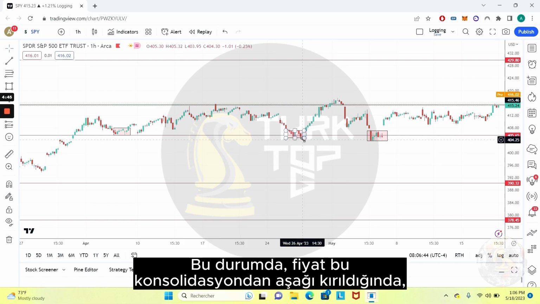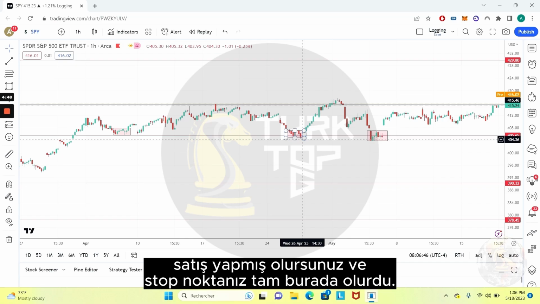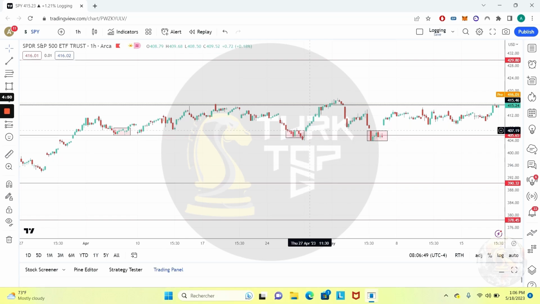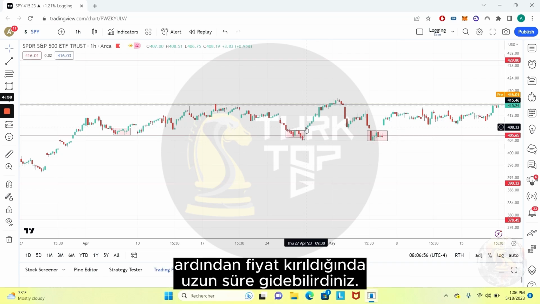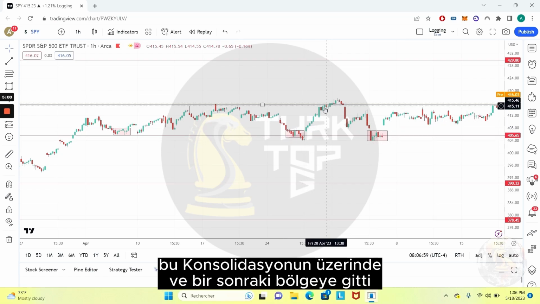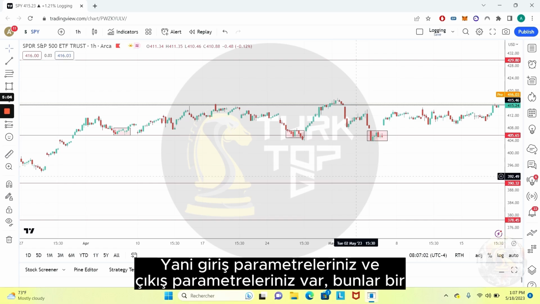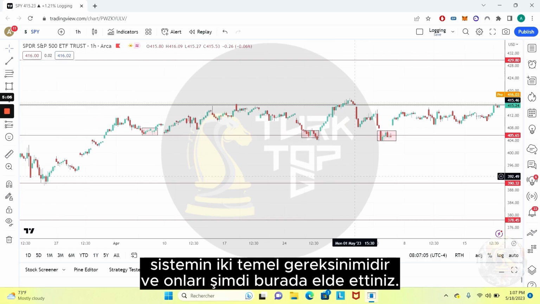In this case, when price broke lower from this consolidation, you would have gone short and your stop would have been right here above this box. In this case, you would have got stopped out and then you could have gone long once price broke above this consolidation and went to the next zone. So you have your entry parameters and your exit parameters. Those are the two basic requirements of a system and you just got them here.